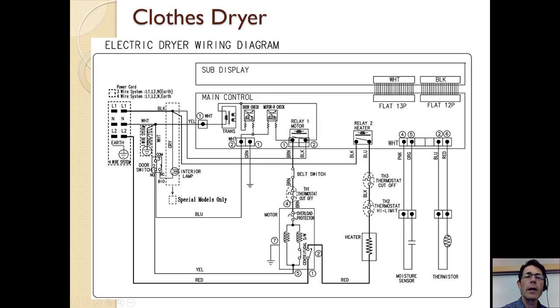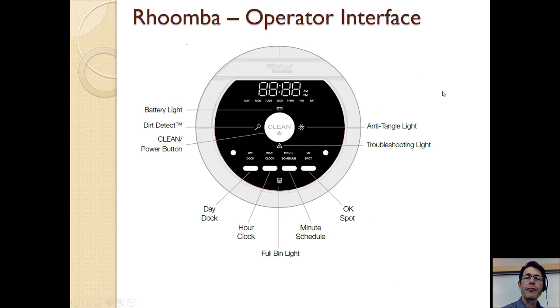So what else? We've got things that check whether the door is closed, whether the motor is on, and some relays. And so this is your main control board. It doesn't really show where the controller is, but it would be on that main control board. Okay, so that'd be a block diagram of an electric dryer system.